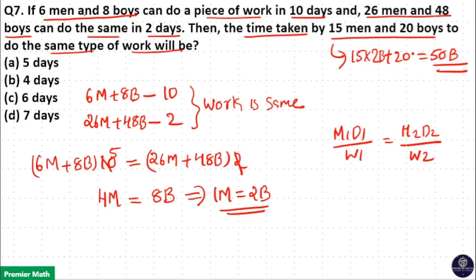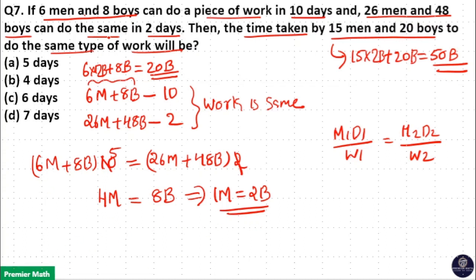So apply 1 man equal to 2b in the first equation as well. That is 6 men plus 8b. 6 men is equal to 6 into 2, 12 plus 8 boys. That is equal to 20 boys. So 6 men plus 8 boys is equal to 20 boys.